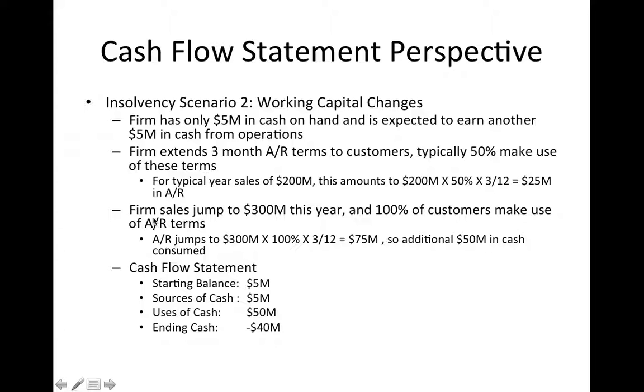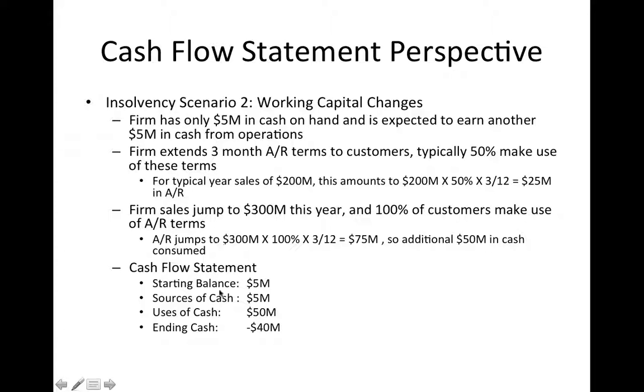Fortunately, their sales jump up greatly to $300 million a year. Okay, and so that's good news. For whatever reason, they don't see any increase in their cash from operations from that. But 100% of their customers now start making use of their accounts receivable terms, right? So they're selling more, and more of their customers are using that. And so their accounts receivable jumps from $25 million to $75 million. So they're consuming an extra $50 million in cash.